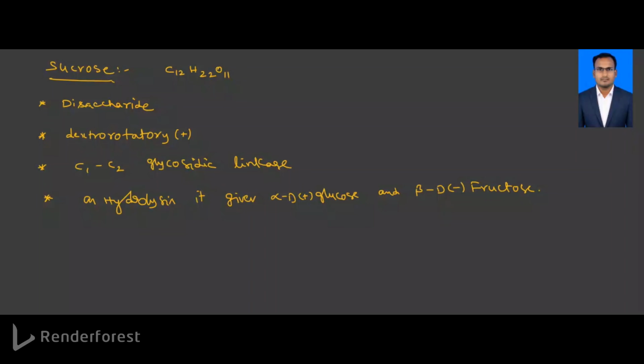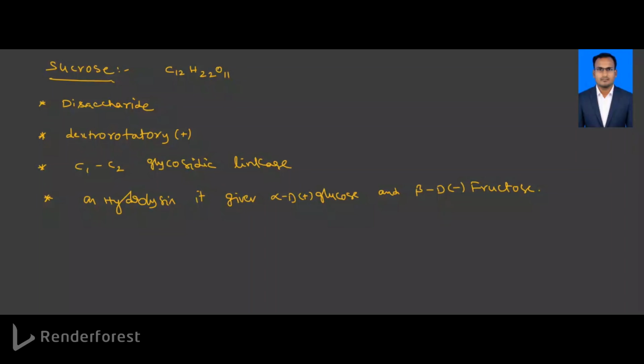These two monosaccharides are joined together by a linkage called a glycosidic linkage, that is the C1-C2 glycosidic linkage, which is also called an oxide linkage. It is a dextrorotatory compound, that means an optically active compound that rotates plane polarized light towards the right side. That's why it is called dextrorotatory.